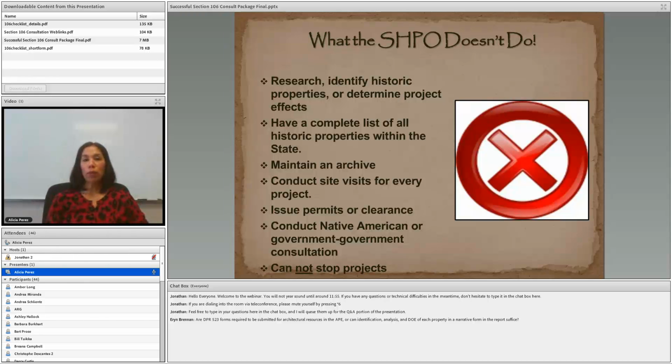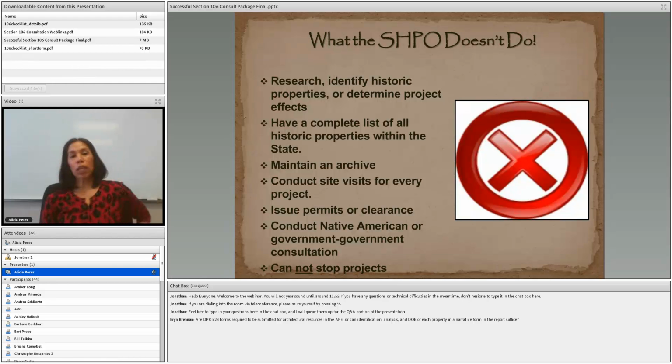So just want to go over some things that the SHPO does not do. The SHPO does not research, identify historic properties, or determine project effects. This is the agency's responsibility. We do not have a complete list of all historic properties within the state, and we unfortunately do not maintain an archive. We have limited space. All of our documents go to the information center.